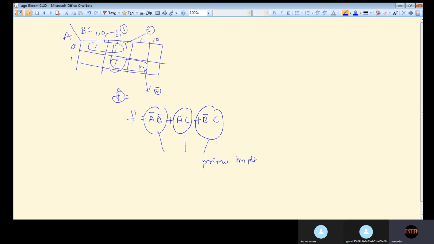So what are the essential prime implicants? What are the essential prime implicants? C and B bar and AC are called as essential prime implicants. Okay, essential prime implicants.